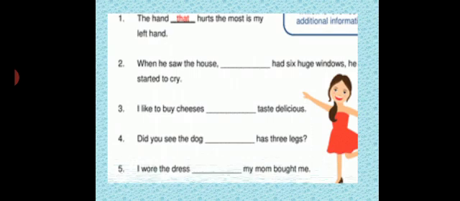Preferably, I would suggest you write down this exercise in your grammar notebooks, which you have already made when we started with grammar classes. Now, I like to buy cheeses dash taste delicious. This is quite easy examples, nothing to confuse. Number 4. Did you see the dog dash has 3 legs? Right? Number 5. I wore the dress dash my mom bought me.